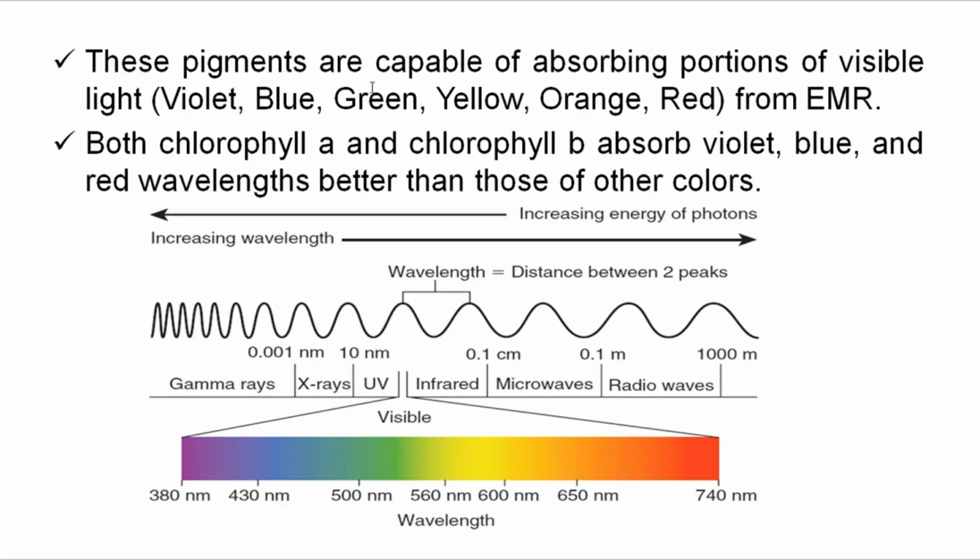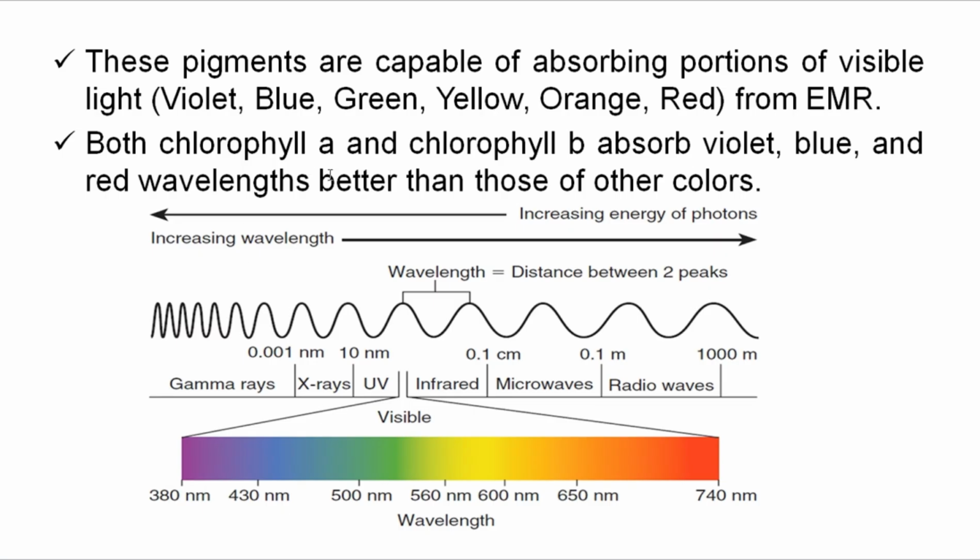These pigments, that means chlorophyll A, chlorophyll B, chlorophyll C, and carotenoids, are capable of absorbing a portion of the visible light from the electromagnetic radiation. Yes, electromagnetic radiation consists of these components. From it, photosynthetic pigments absorb the visible light by VIBGYOR: violet, blue, green, yellow, orange, and red. Both chlorophyll A and chlorophyll B absorb violet, blue, and red wavelengths.